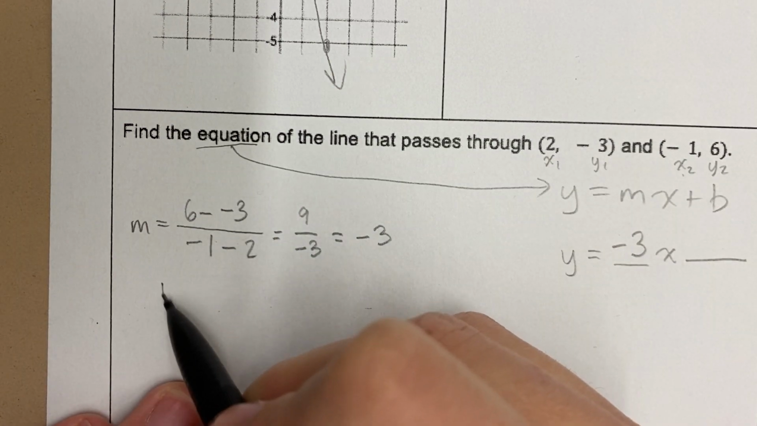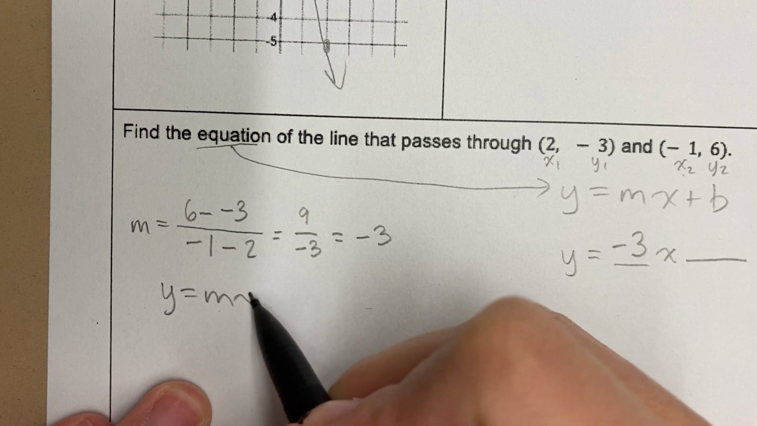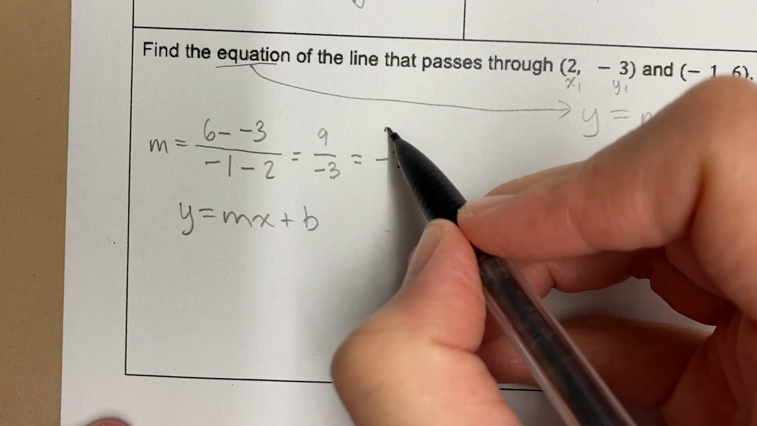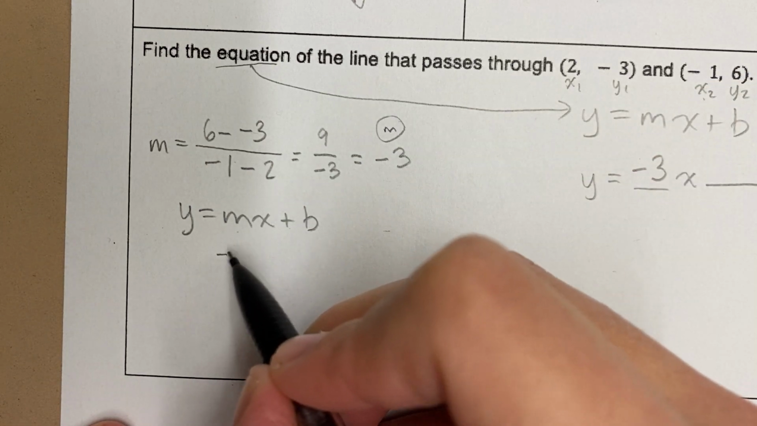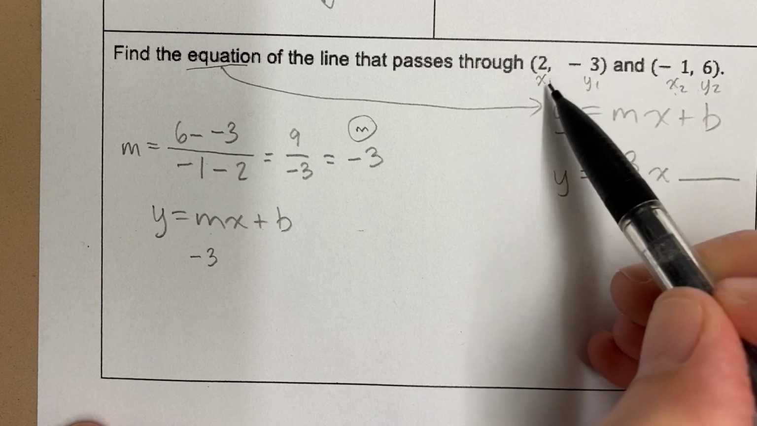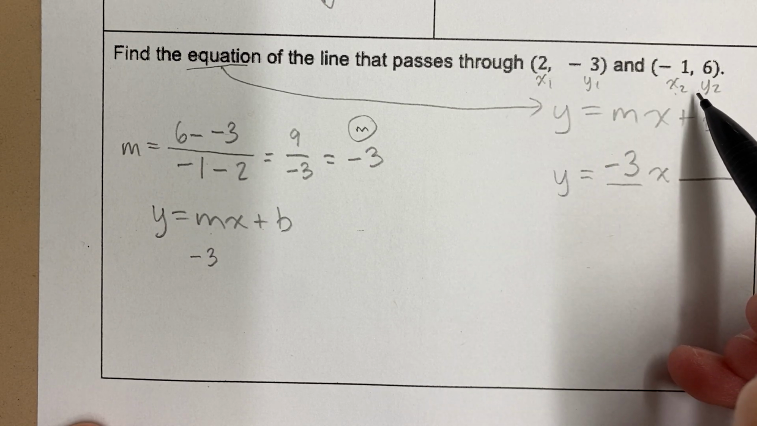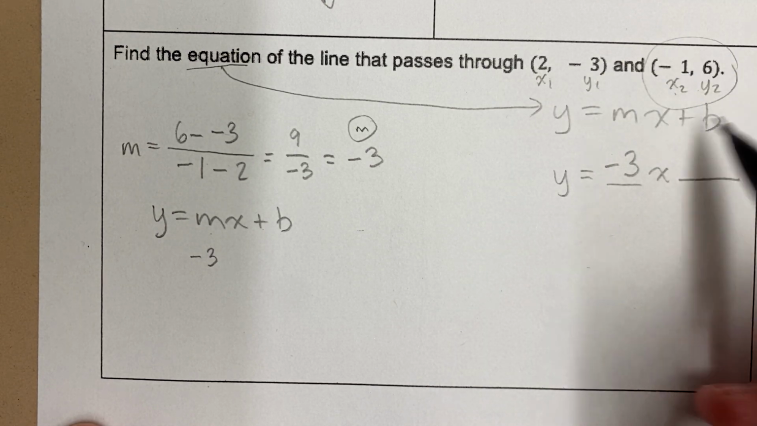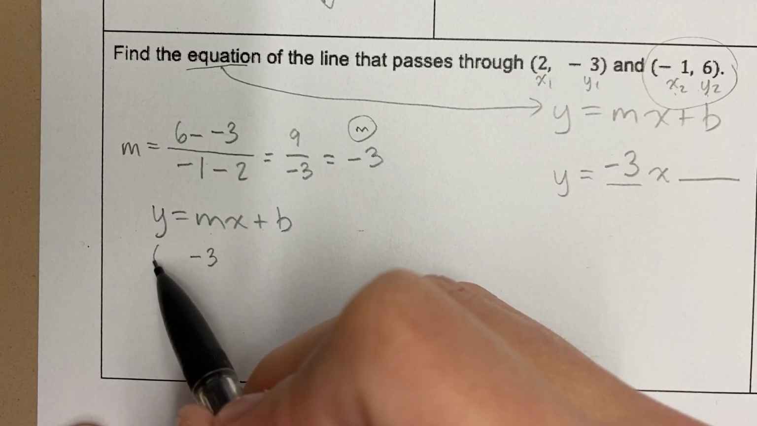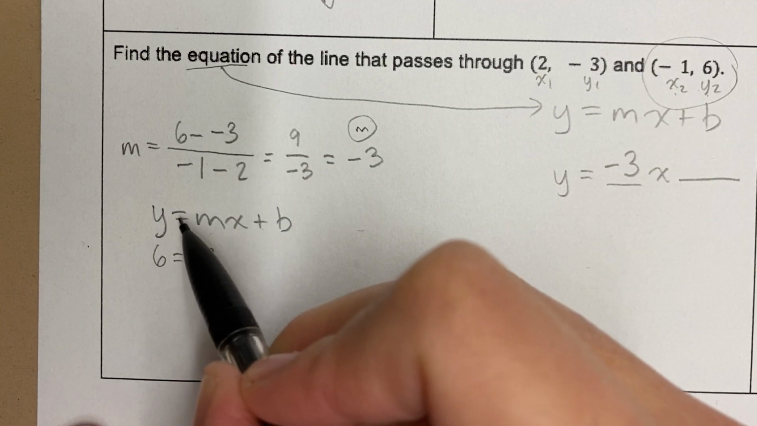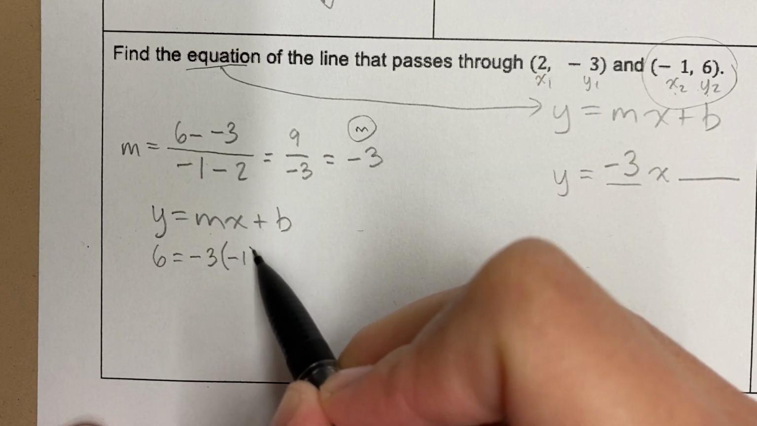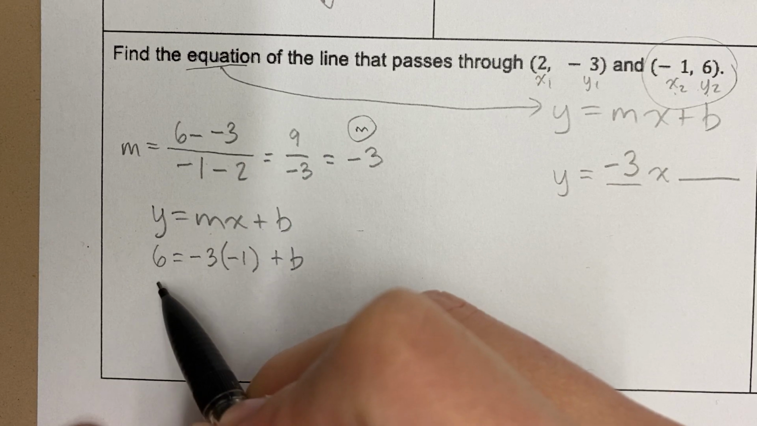The only thing I still need to find is the y-intercept. So what I do is I take my y equals mx plus b, I plug in what I know. So this is my m right here, so I'm going to plug that in for m. And then I plug in one of these x and y values. Doesn't matter which one. I'm just going to choose this one. You could choose this one. Okay, but my y value is 6, so I'm going to plug that in right below the y, equals m times x plus b.